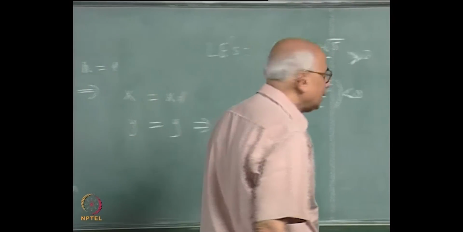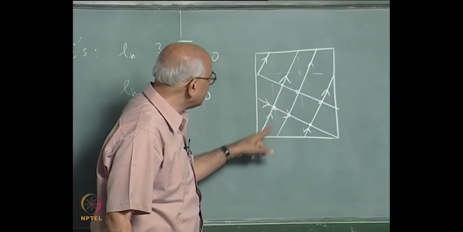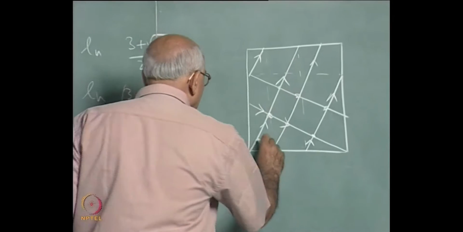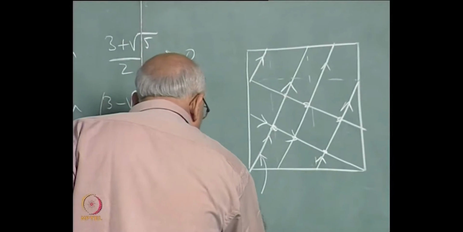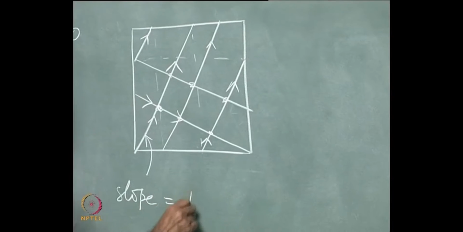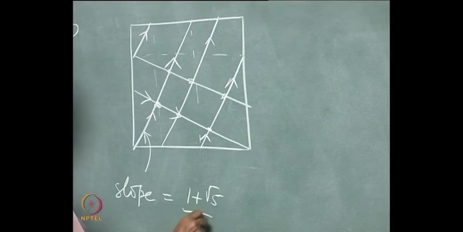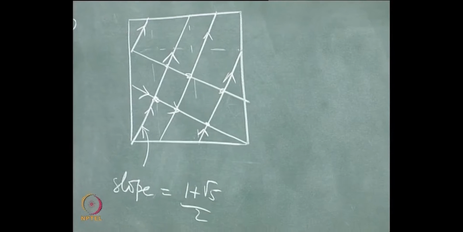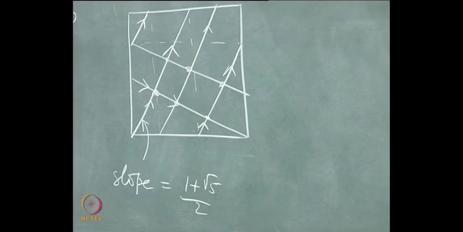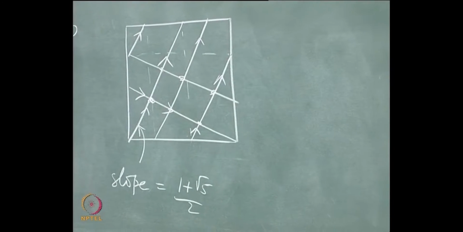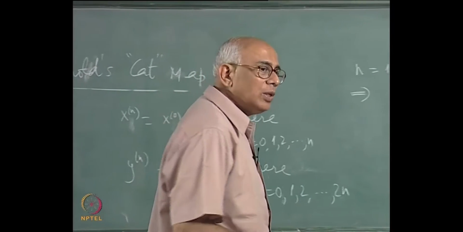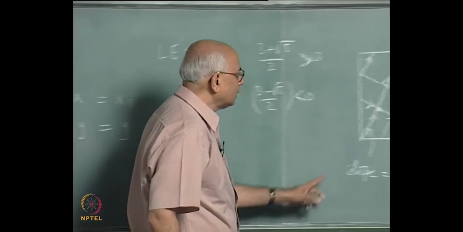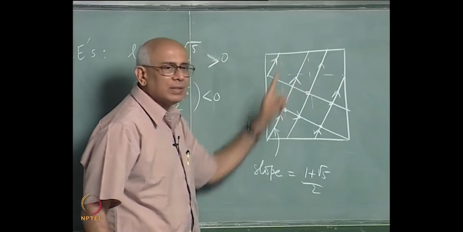But tell me what happens to this line here, let us look at this one here. The slope of this line is 1 plus root 5 over 2, 1.618 or something like that, some irrational number. What is special about this line? What sort of points can lie on this line?